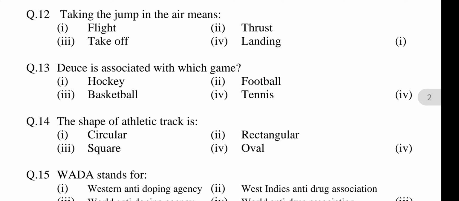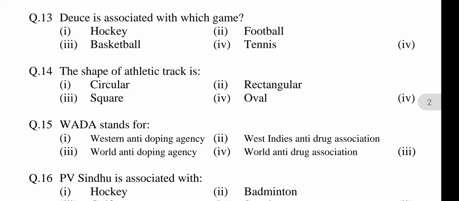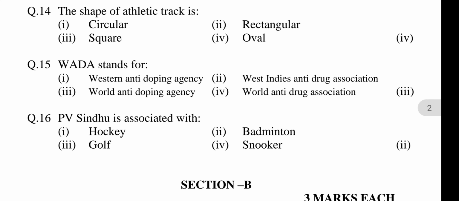Question number 13. Deuce is associated with which game? Option first, hockey. Second, football. Third, basketball. Fourth, tennis. Answer is option fourth, tennis. Question number 14. The shape of athletic track is option first, circular. Second, rectangular. Third, square. Fourth, oval. Answer is option fourth, oval.